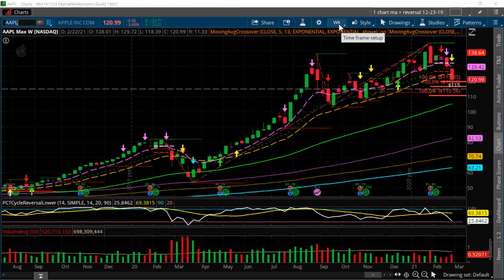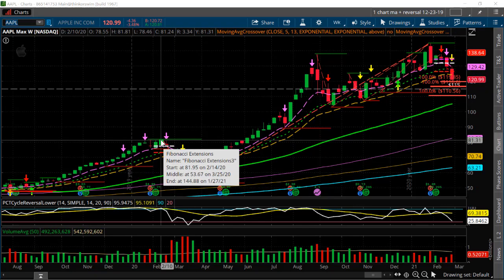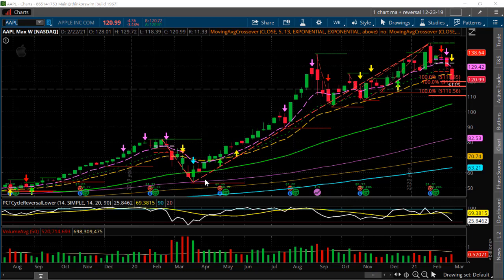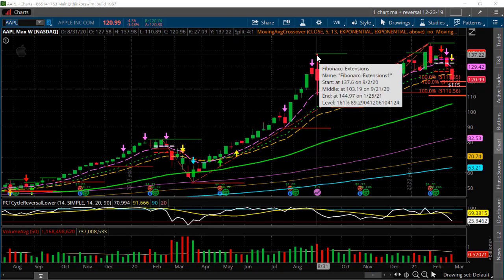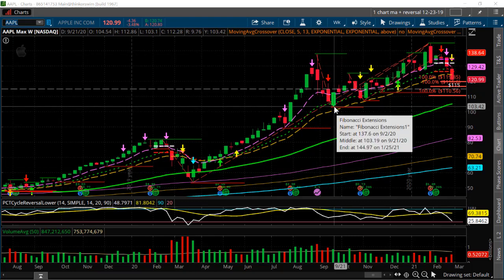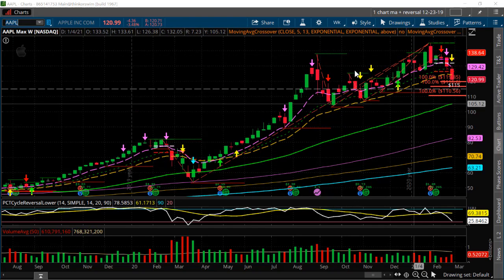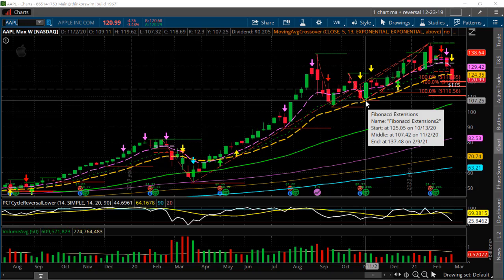So here's a weekly long-term chart. What I like to do is take a measurement, kind of a Fibonacci extension measured move from prior swing highs to lows long-term. So here's one going back to February 2020 to the low here in March. Then the second one was right here in August of 2020 to the low here in September, and then the next one was this smaller one right here. This came in October of 2020 and then to the low of November.